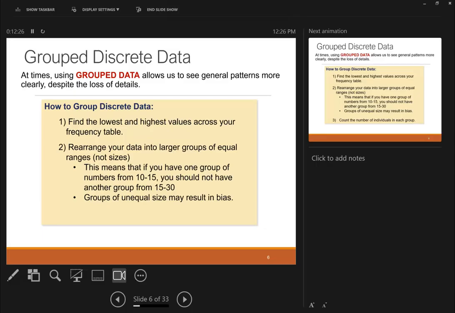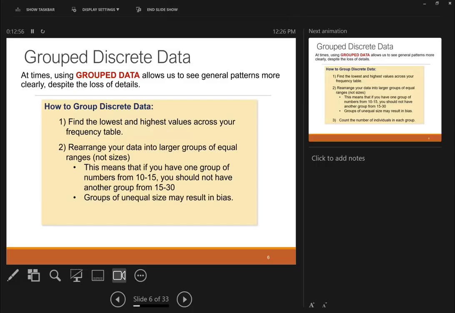So for example, if I go from 10 to 15, my next group should go from 15 to 20 and contain just 5 things. What's the catch? What's the bad part about doing it the way I just said? If I go 10 to 15 and then 15 to 20, where does 15 go? Which group does 15 belong in?